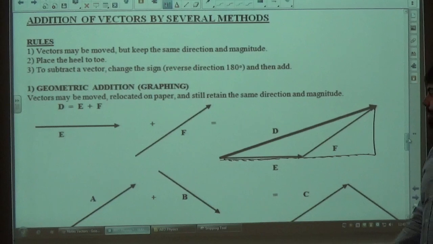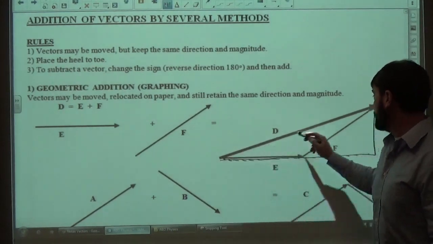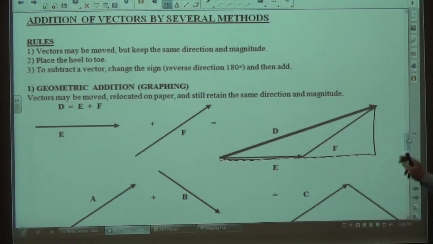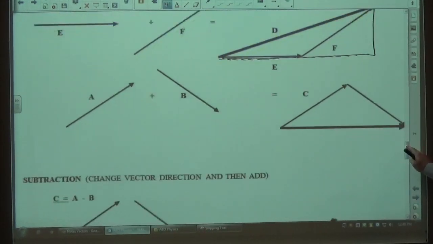But it follows the same rules. We started here and we ended here. And in essence, that's what we're trying to figure out in terms of vectors, is what is the sum of your x and what is the sum of your y.